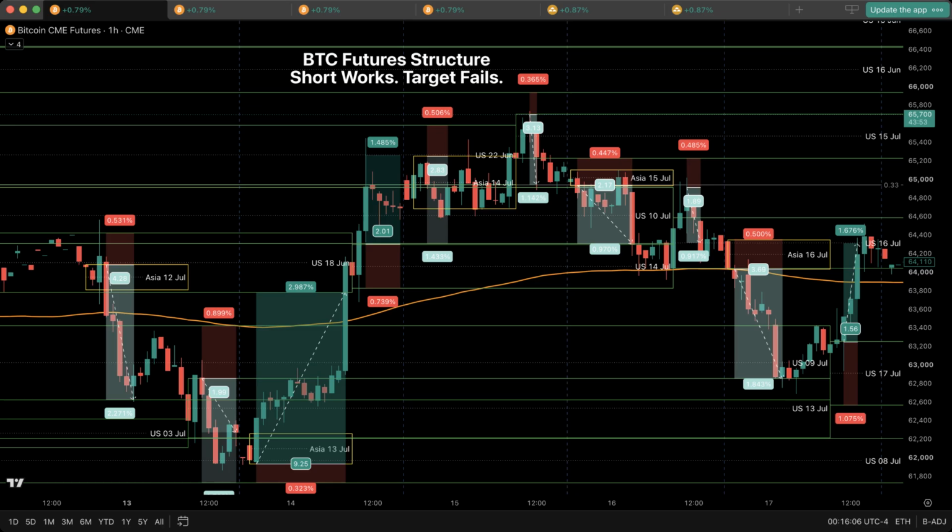Now build the short. Short entry line. July 13th U.S. session upper boundary. Stop loss line.